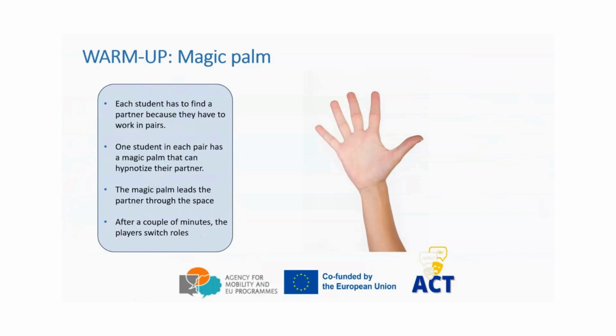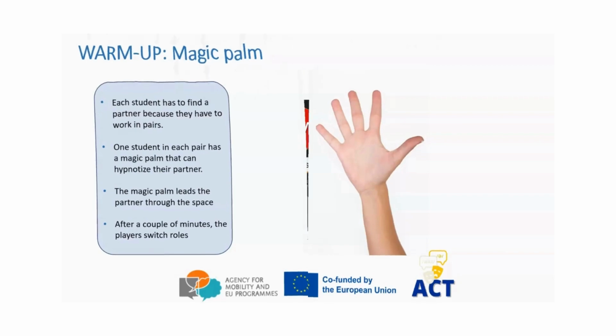Warm-up. Magic Palm. Each student has to find a partner because they have to work in pairs. One student in each pair has a magic palm that can hypnotize their partner. The magic palm leads the partner through the space. After a couple of minutes, the players switch roles.